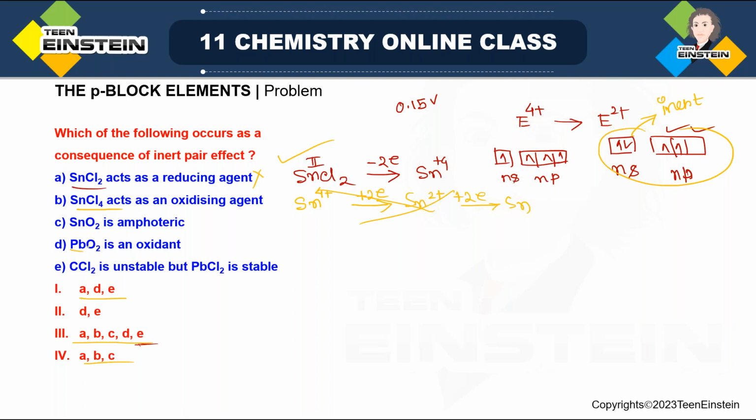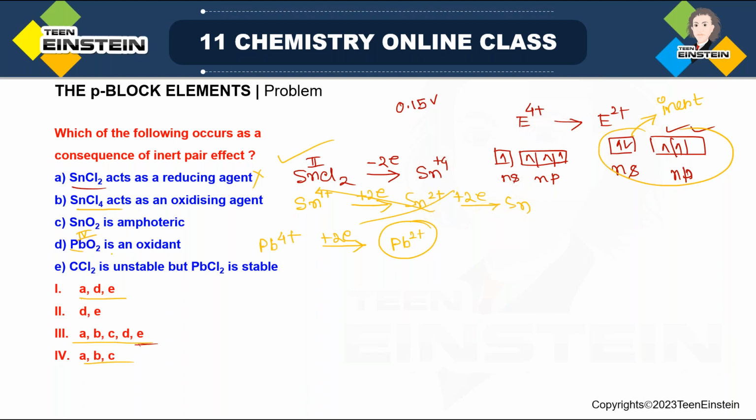PbO2 is an oxidant. Now PbO2 means the oxidation state is 4+. Pb, when it is in the 4+ state, always has a tendency to accept electrons and itself be converted to 2+, because this state is more stable, and that is because of inert pair effect, right? So here we can say this is the consequence of inert pair effect.